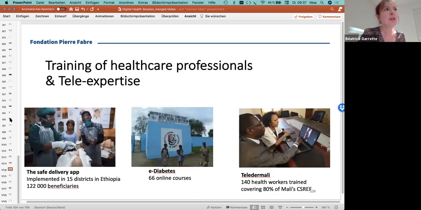And the last example is about the healthcare professional training and tele-expertise. I would like to quote the Safe Delivery app. It's for midwives, and we have studied this application, especially in Ethiopia. It's been implemented in 15 districts, in sometimes very remote health centers. The midwives don't have access to any training, and this is really a life-saving application.